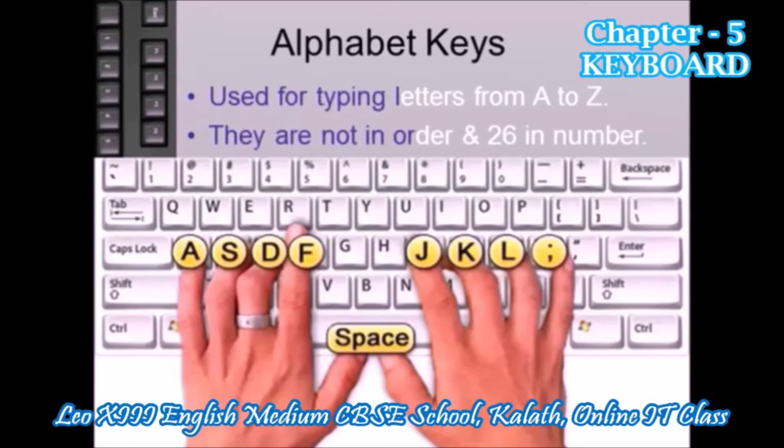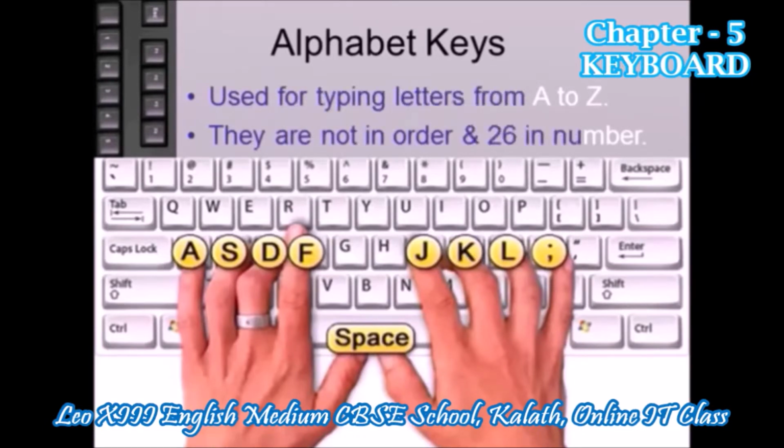Alphabet keys. Alphabet keys have letters on them from A to Z, but they are not in order. Alphabet keys are 26 in numbers. We can type letters, words and sentences with the help of alphabet keys.